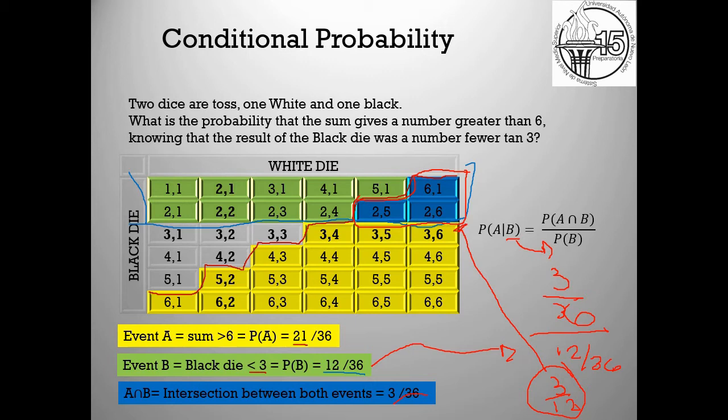Is the part we have it in here with blue. 3 results, or 3 possible results out of 12, because we know that on the black die we have a number less than 3. That will be the result. If we simplify the fraction, we will have 1 out of 4, and that will be the result.